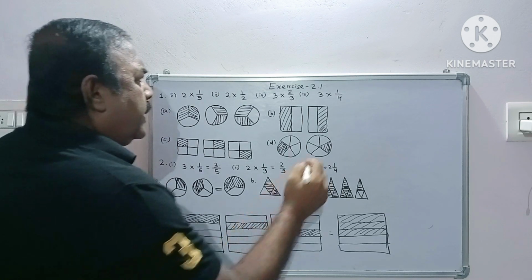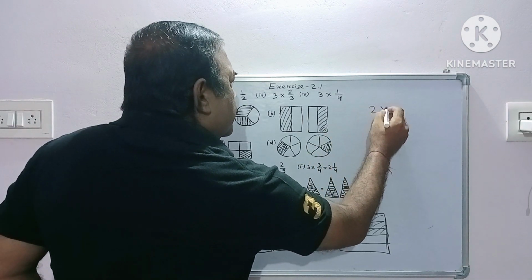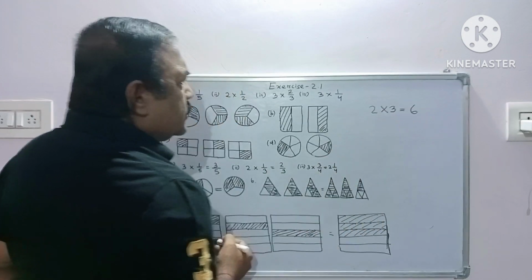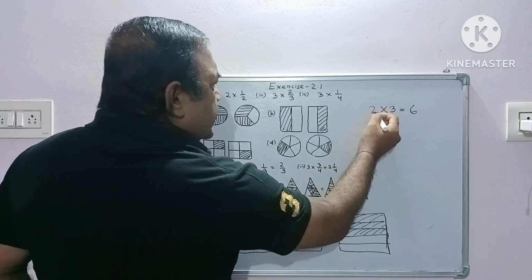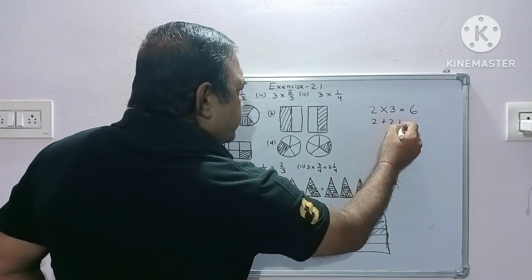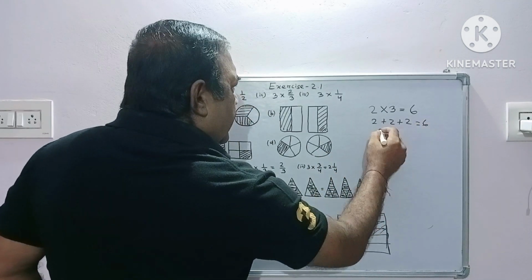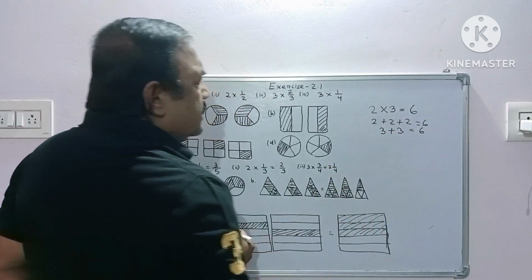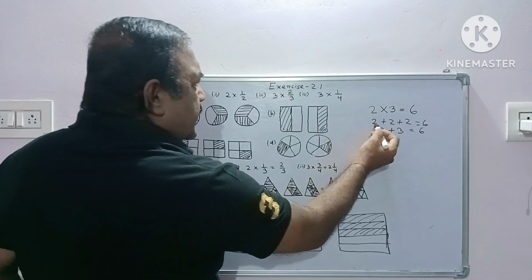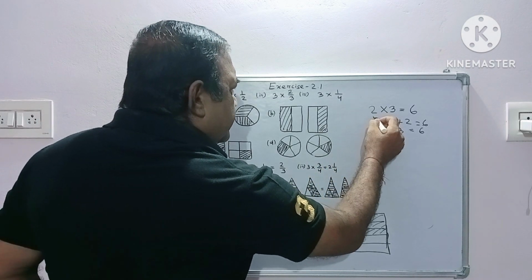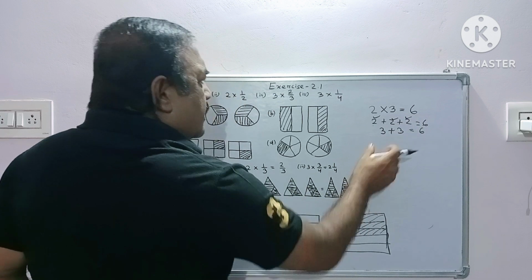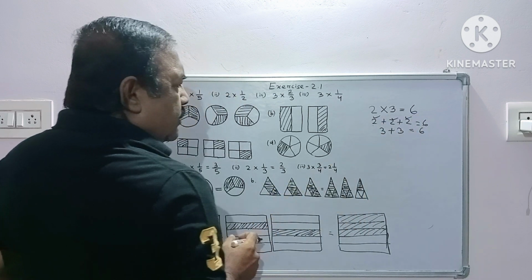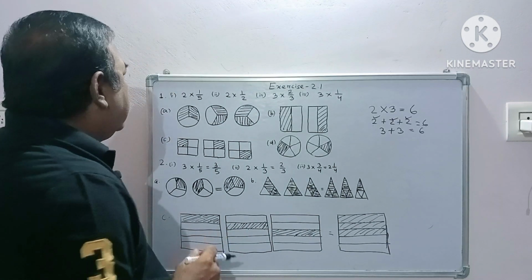And you see here, when we write 2 multiplied by 3 is equal to 6, either 2 is added 3 times to give 6, or you may tell 3 is added 2 times to give 6. So 2 is added to itself 3 times to give 6, or 3 is added to itself 2 times. You see, we get 6.